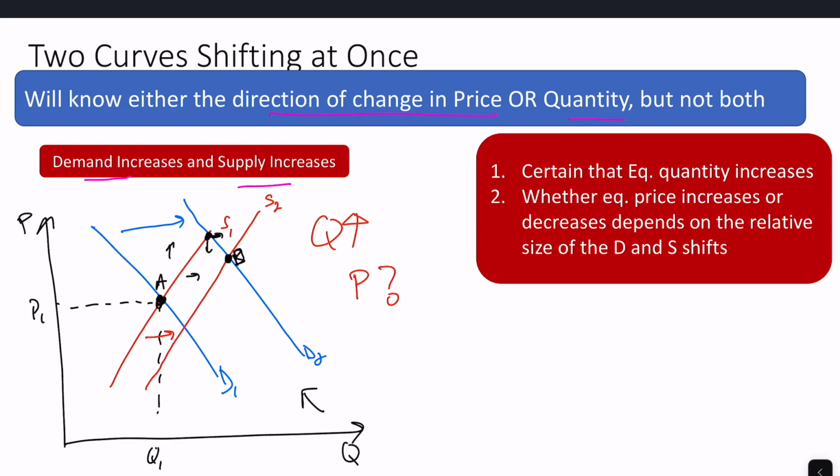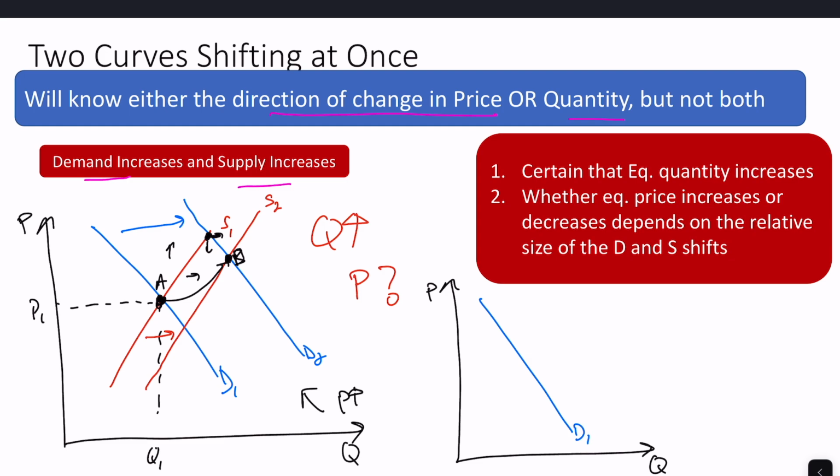So in the graph that I drew here, we can see that price is going to go up in the end when we go from A to B. However, I could do the same demand increase and supply increase with slightly different changes, and I can get price to actually go down relative to that original P1, Q1. Remember, over here I did a really big increase in demand and a small increase in supply. Well, now I'm going to do a small increase in demand and a big increase in supply.